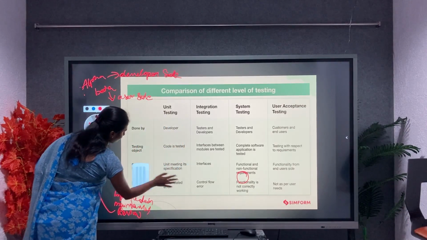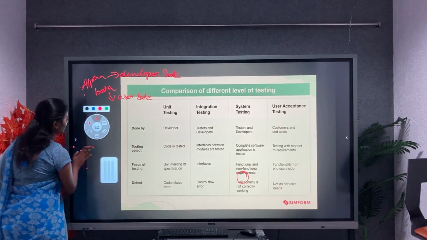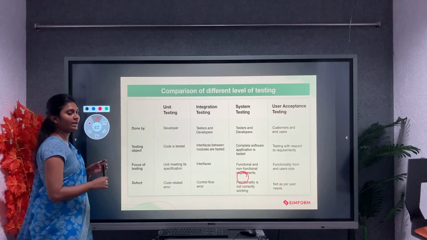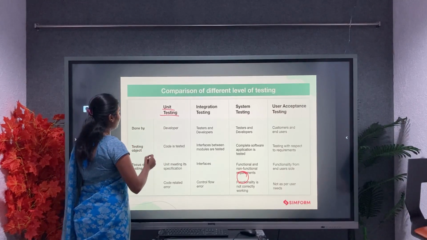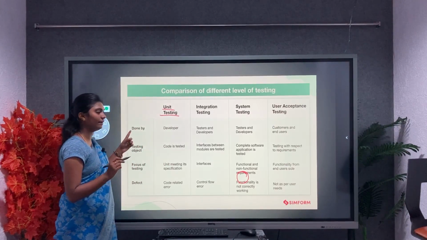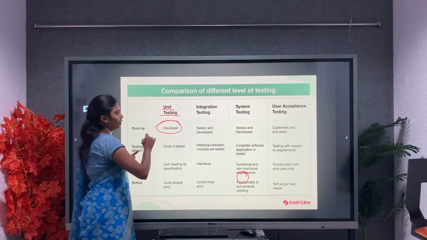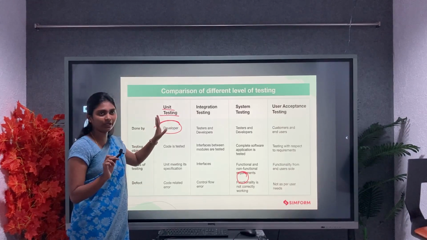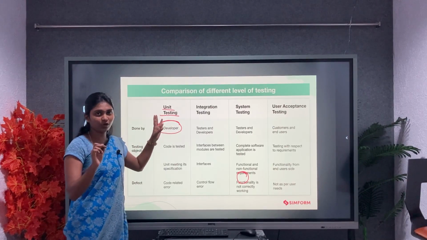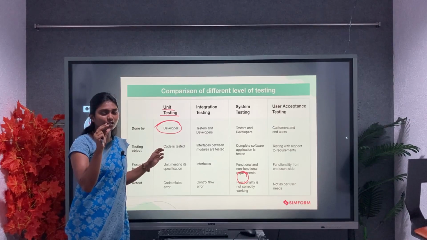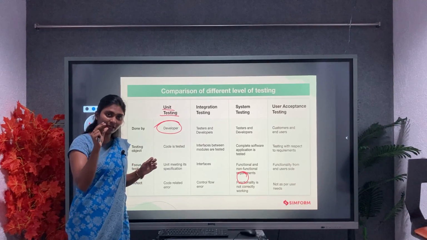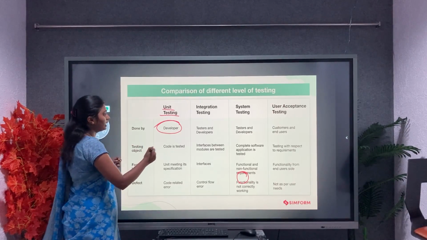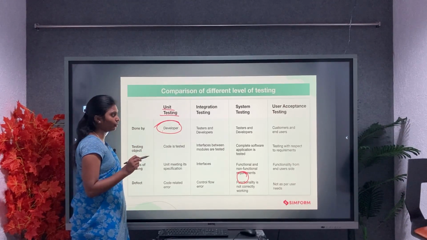In short, I am defining the levels of testing. First we will look at unit testing. Unit testing is done only by developers. The user is not responsible for unit testing, because unit testing deals with small components or small units that are developed and checked for bugs independently. So the developer alone is responsible for unit testing.